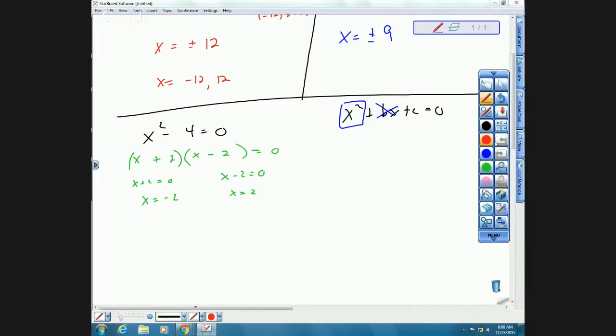But since this one only has an x squared in it, what you can do is just do x squared minus 4 equals 0. Add 4 to both sides, and then take the square root of both sides. So you get x equals plus or minus 2, which is a lot shorter than that to me. Anytime you have just an x squared, you can solve for the x squared and take the square root of both sides.